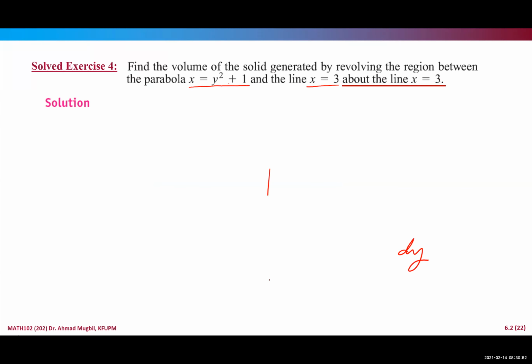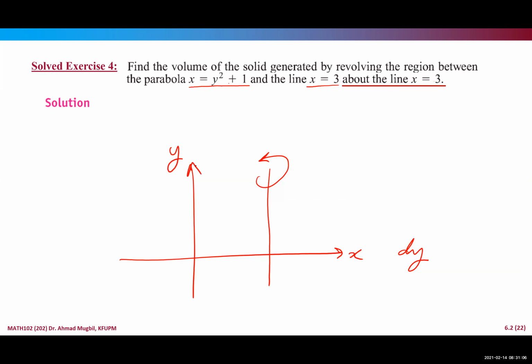So the axis of rotation is a vertical line. So it is parallel to the y-axis. This is the x-axis. So now this is x equals 3. Now, where is our region? This is x equals 3, so it is a boundary, and it is also the axis of rotation.